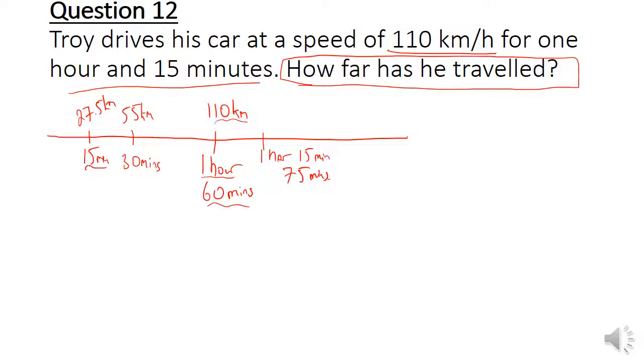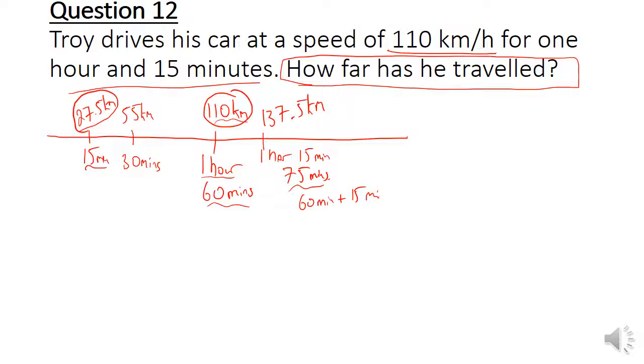So we would just need to add that on, because remember, 75 minutes is made up of 60 minutes plus 15 minutes. So we would just need to add on 27.5 onto the 110. And if we add that on, that would be 137.5 kilometers in an hour and 15 minutes.